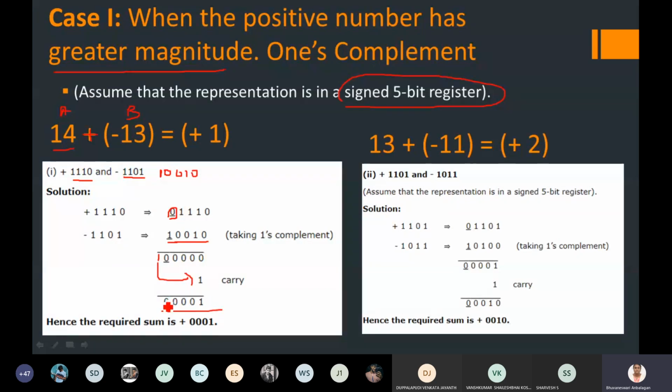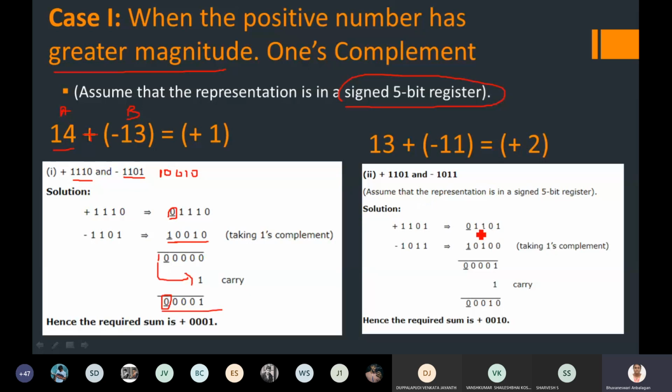That is how I am getting the value. There is a 1 there. What is the sign of that value? It is 0. 0 means what? Positive number. Okay, so this is how you have to add two numbers where the positive number has the greater magnitude. Okay, so now 13 plus minus 11.